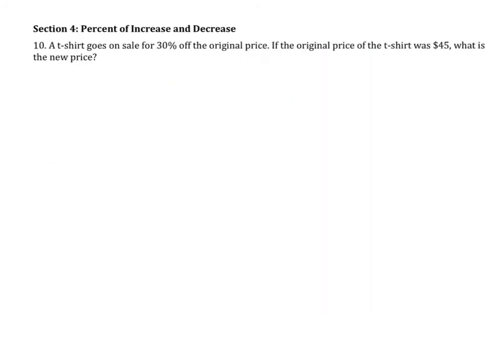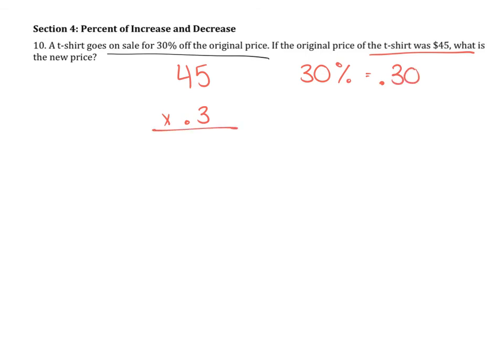In section 4, we are looking at percent of increase and decrease. So it says the t-shirt goes on sale for 30% off the original price. If the original price of the t-shirt was $45, what is the new price? So first I have to find 30% of the $45. So I can do 45 times my 30%. So 30% is equivalent to 30 hundredths. And if you want to add the 0, that is completely fine. I'm just going to drop it as a placeholder.